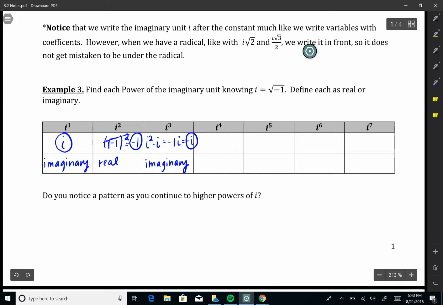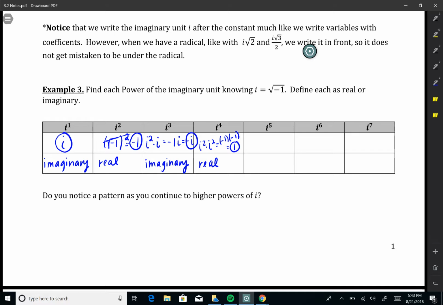Okay, i to the fourth, I could rewrite that as i squared times i squared. And we know that i squared is negative 1, so I can multiply negative 1 times negative 1 and I get positive 1. So i to the fourth power is the positive number 1, and that is real. We're going to continue that table in class tomorrow so we can see a pattern on the powers of i.